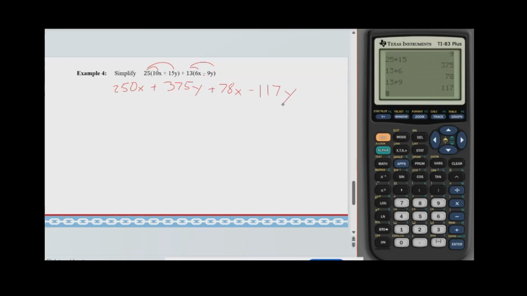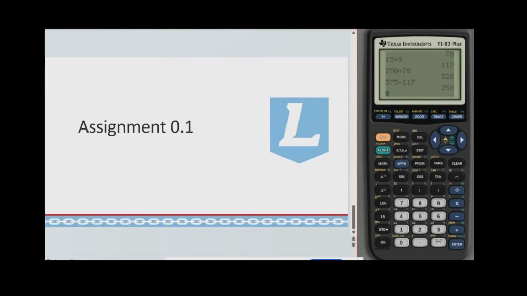My last step then would be to combine x's and then combine y's. So I have 250x plus 78x, right? I can calculate that up. 328x, and then I have 375y minus 117y for plus 258y. Okay, so that is some review of order of operations to get you going, and you should be able to complete assignment 0.1.